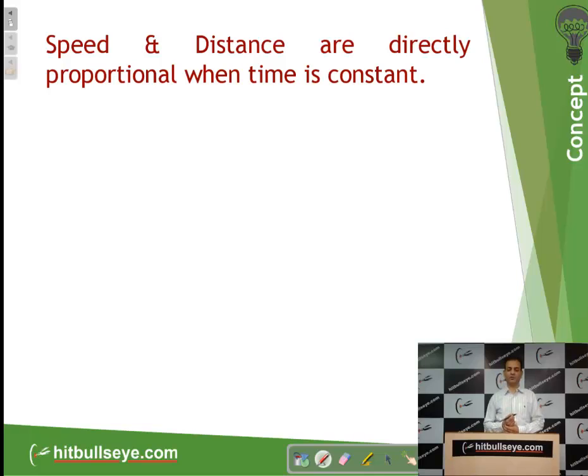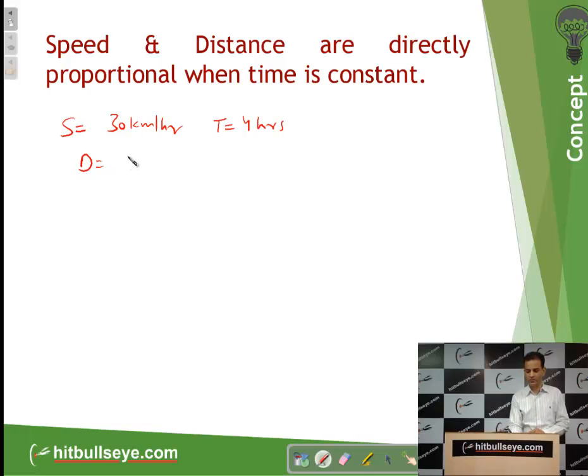Speed and distance are directly proportional when time is constant. I will take an example. Suppose we are moving with the speed of 30 kilometer per hour, and you are taking 4 hours. Time is 4 hours, speed is 30 kilometer per hour. So how much distance will you cover? Distance will be equal to 30 into 4. Students, it will be 120 kilometer.